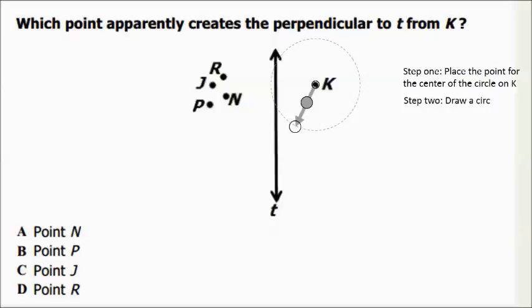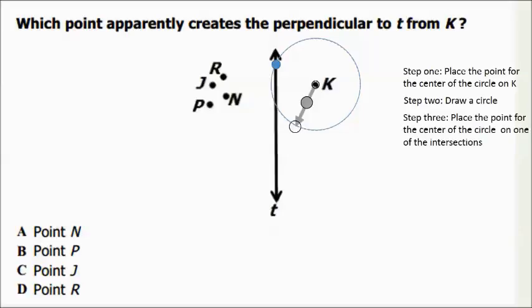And step 2, draw a circle. Notice, when I drew this circle, I had to hit my line in 2 places. If you're not hitting the line in 2 places, you need to make your circle smaller. Step 3, place the point for the center of the circle on one of these intersections.